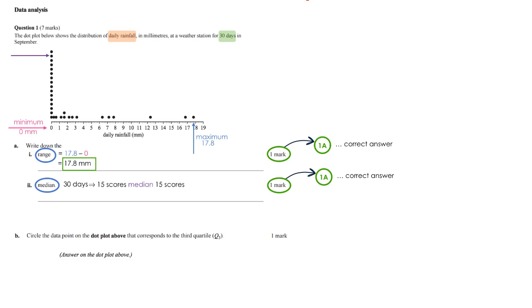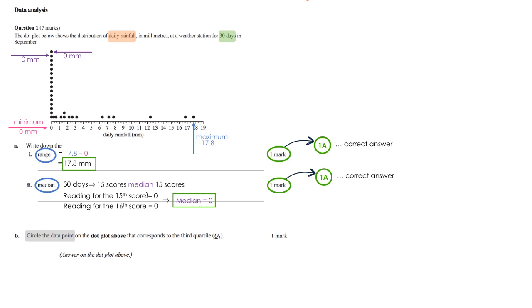So what we need is the 15th score, and in our case this is 0 millimeters, and the 16th score, and this is 0 millimeters as well. Now we can calculate the median, which is the average of these two values, so we end up with the median being 0.